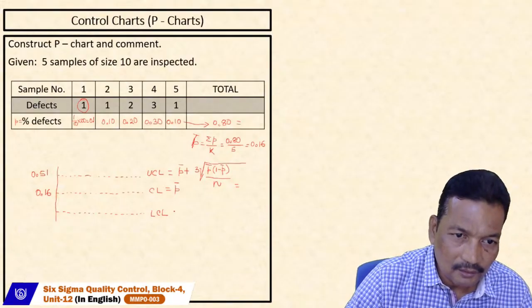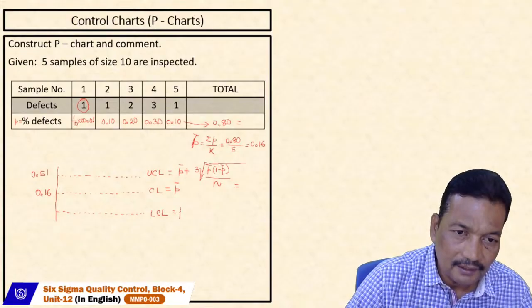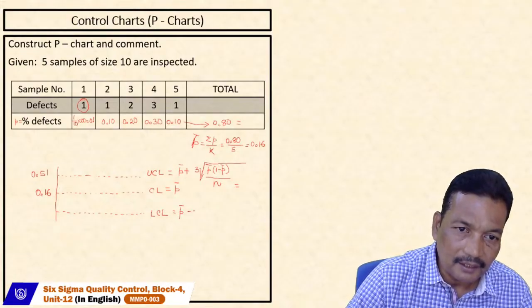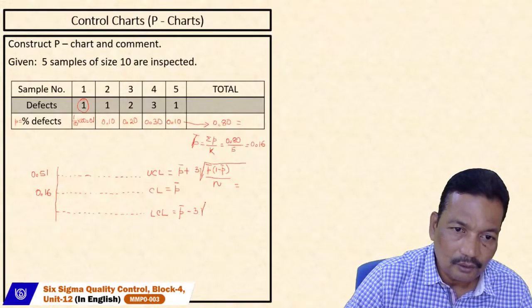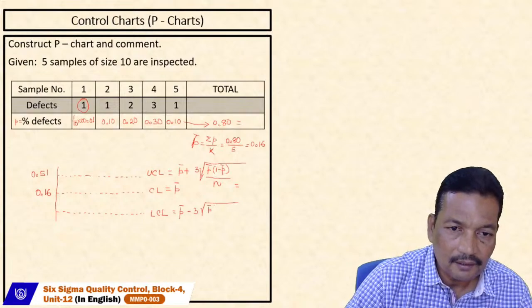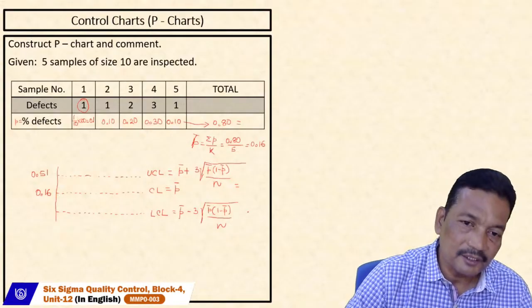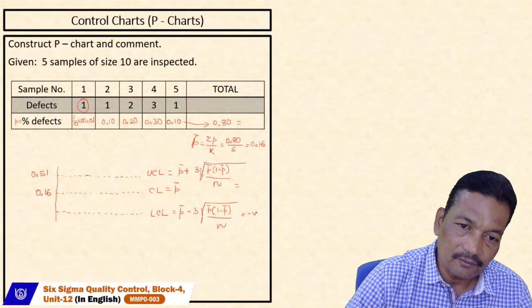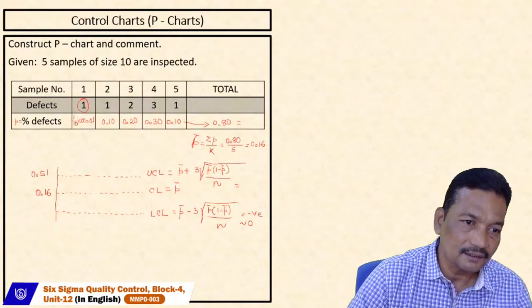And the lower control limit is P bar minus 3 root over of P bar into 1 minus P bar by n. That gives me a negative value. Whenever it is negative, we have to take it as 0.